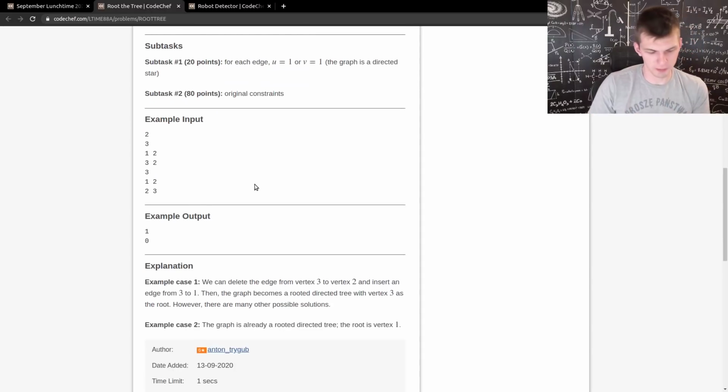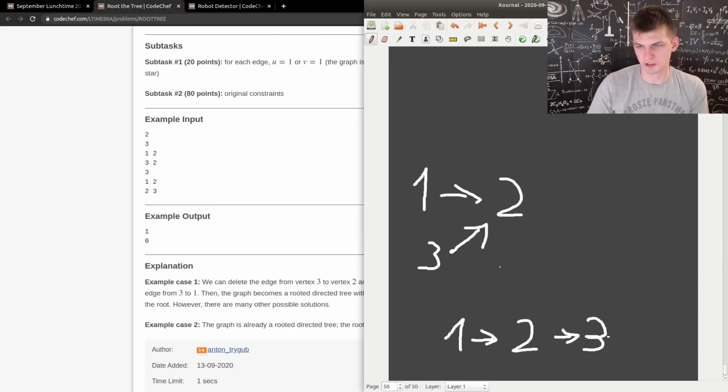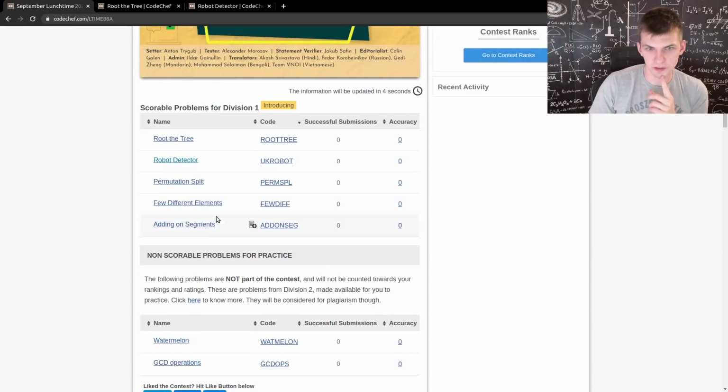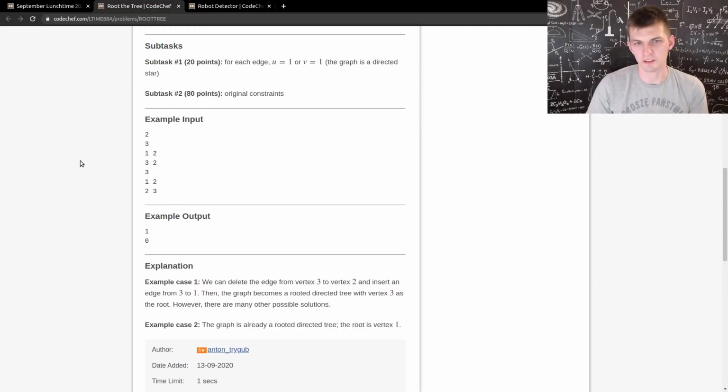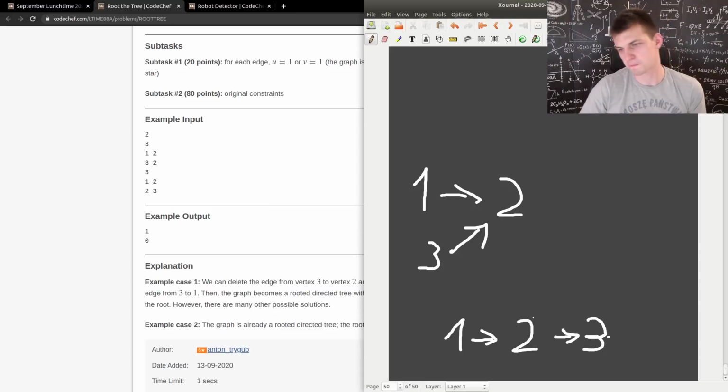Maybe I need to think about choosing a subset of existing edges, so that they would all be directed from something out. No, that's not really it. Is this by difficulty? Don't know. Root the tree. Okay, this is the easiest problem. I was 2 minutes late, but not a big deal.